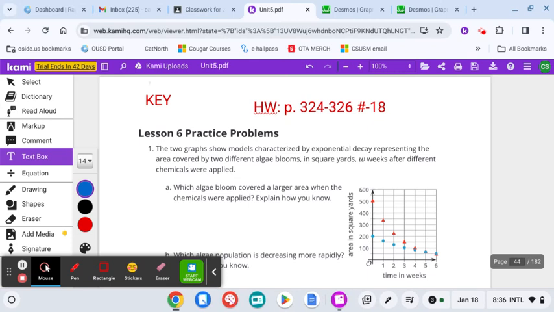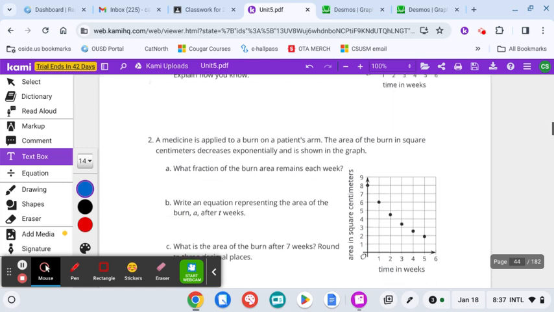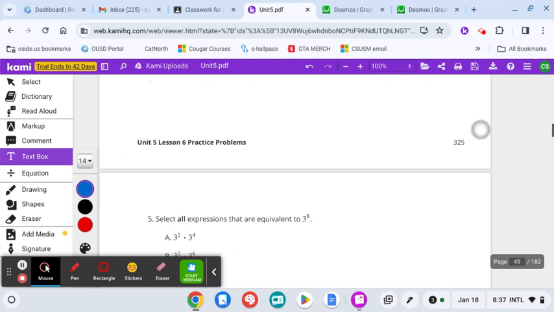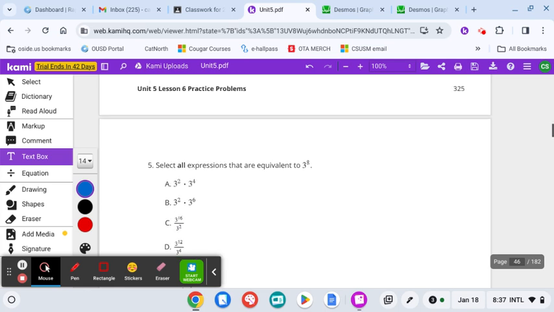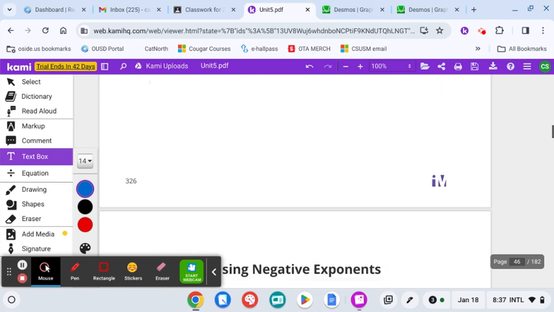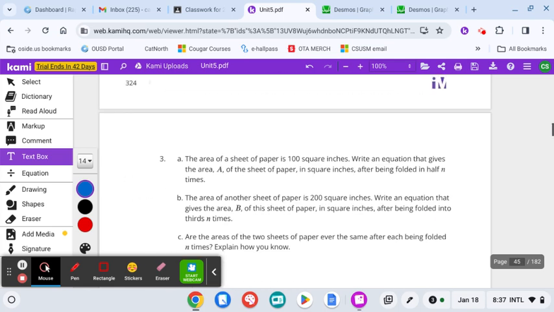All right, we're on lesson 6 practice of Algebra 1, Illustrative Mathematics by Imagine Learning. This is on page 324 of your workbook, and there are 6 questions on homework.